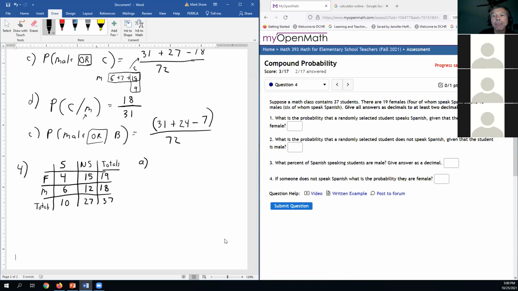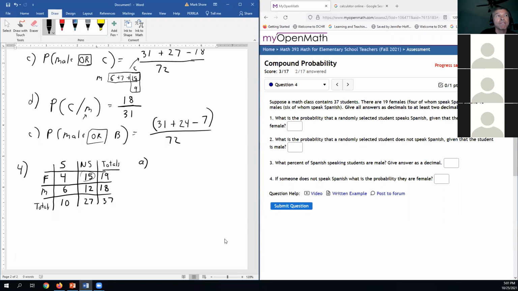Professor, I'm sorry, that went a little fast. That's okay. How did you do that again? Okay, well, reading the problem, they gave you the totals: there's 19 females, 4 speak Spanish, 18 males, 6 speak Spanish. Then I got the totals here by just adding these up, 4 and 6 is 10. And then here, the way I got the 15 is there was 19 total. I subtract off the 4 that speak Spanish. That means 15 don't speak Spanish. And I did the same thing here.